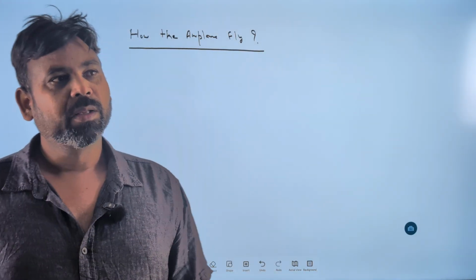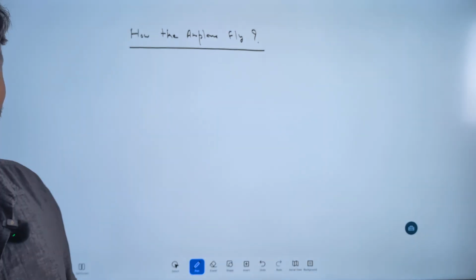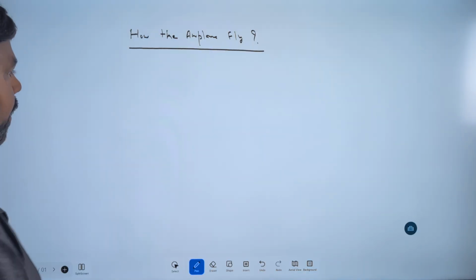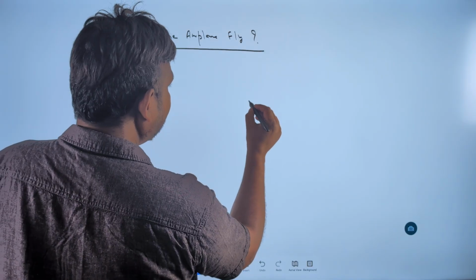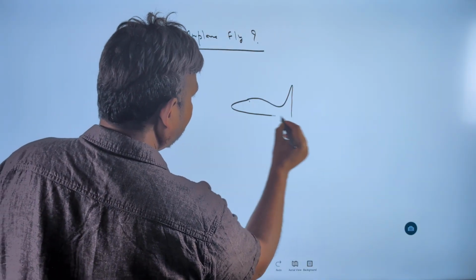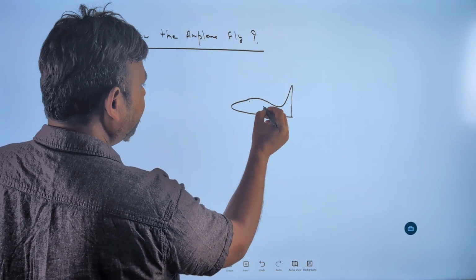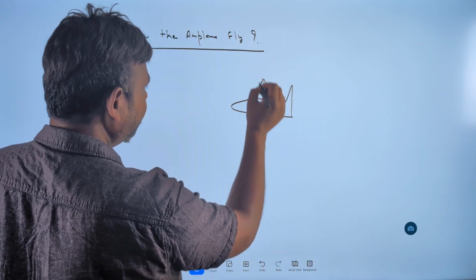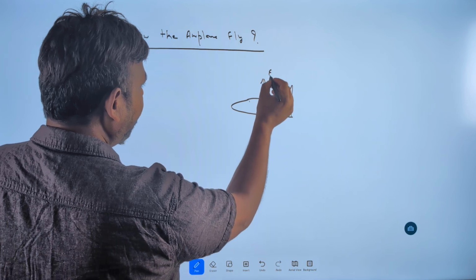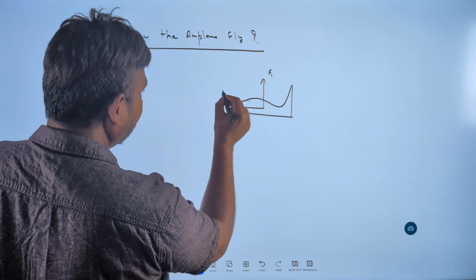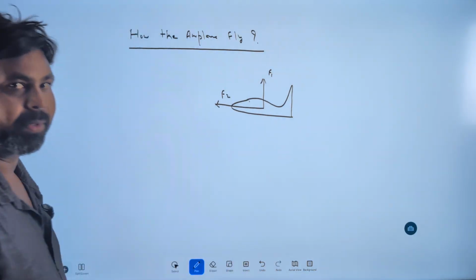So today we are going to understand the basic concept behind the aircraft, how the airplane flies. We need to think about two elements here. One thing, this is our aircraft. One thing is that the aircraft weight should be sustained in the air. So one force we need, F1, and one force we need that can propel our aircraft forward.